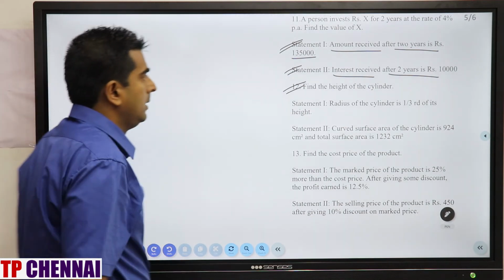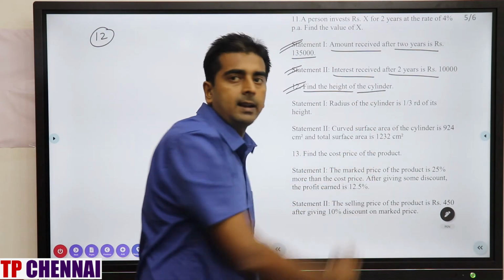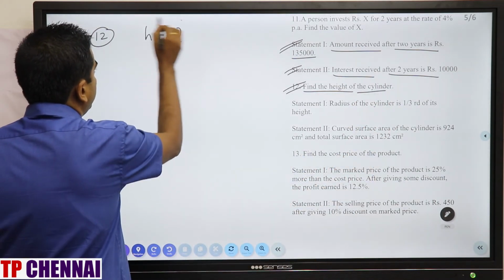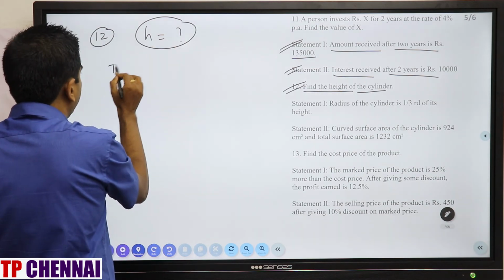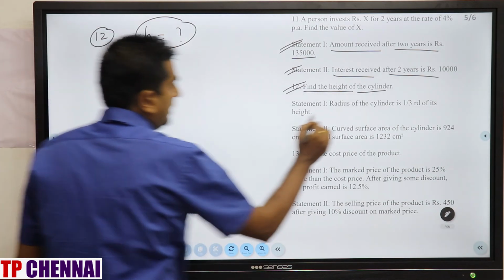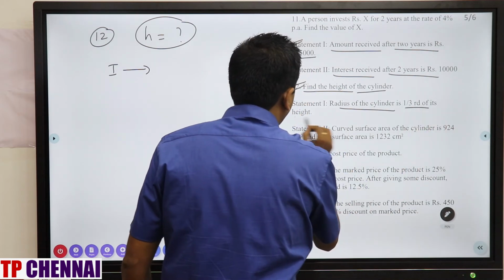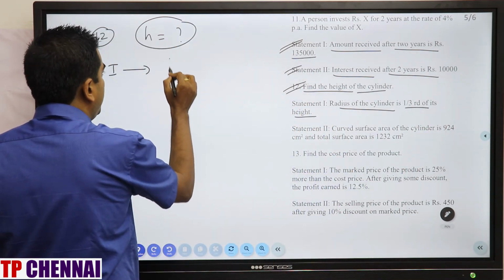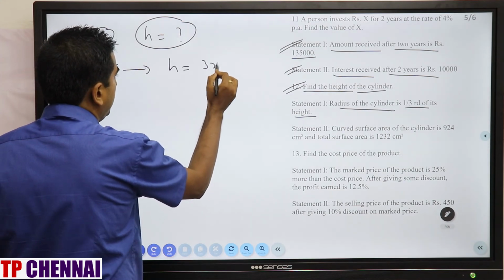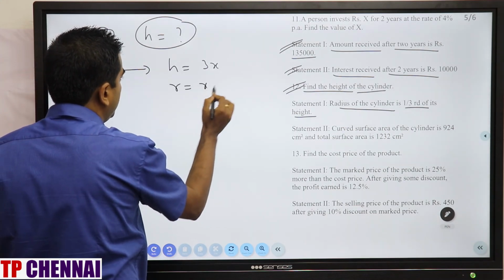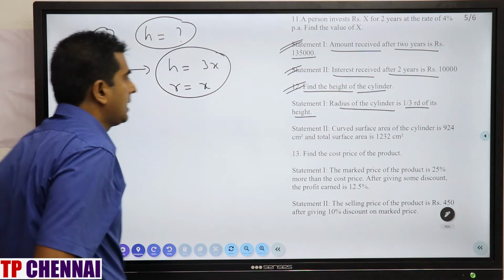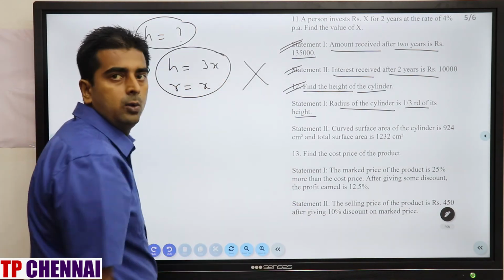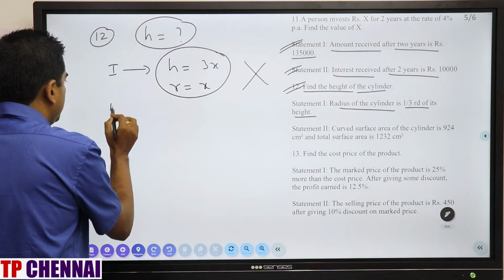What are they asking? Find the height of the cylinder. They are asking the height of the cylinder. First statement: the radius of a cylinder is 1/3 of its height. That means if height is 3x, radius will be x. But can you find out the height of the cylinder from this data? No. So statement 1 alone is not sufficient. Come to statement 2.